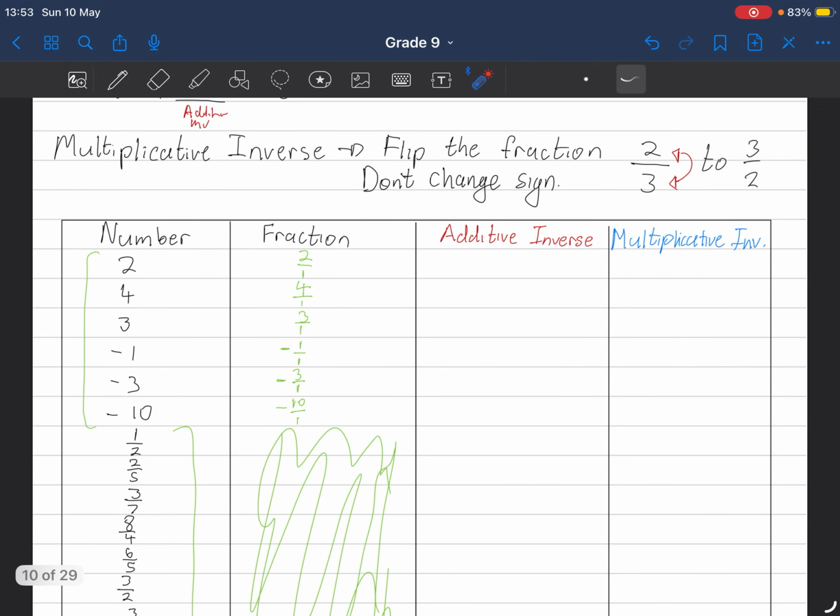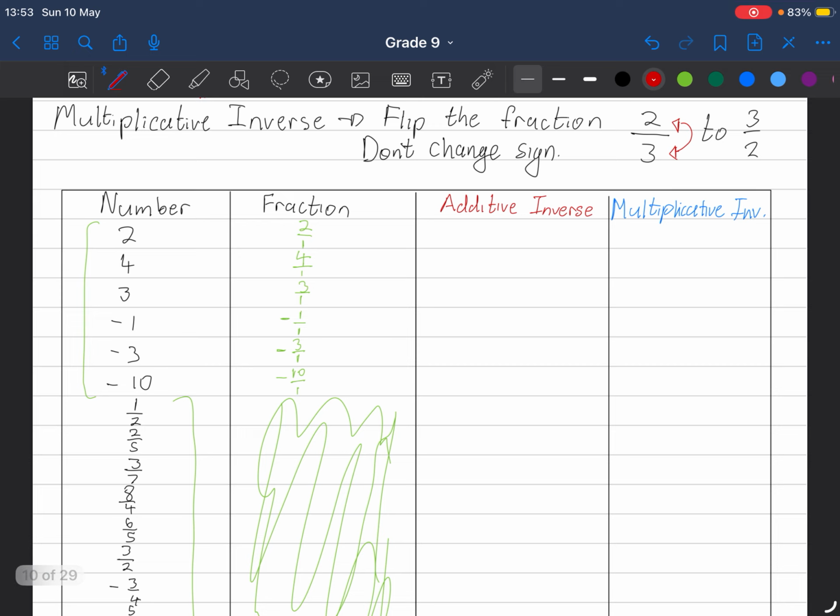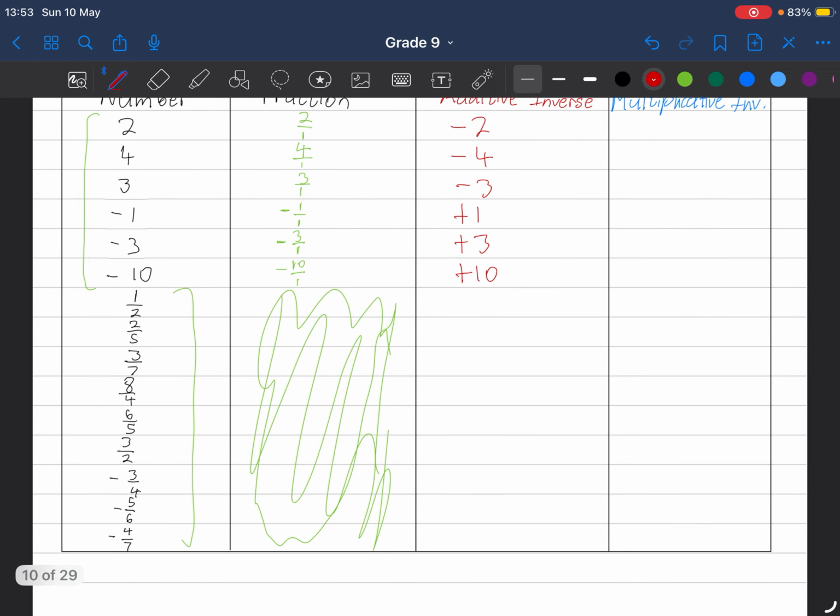Now let's see how that affects us. In the first one, we've got a number and we want the additive inverse. So the number 2, the additive inverse is going to be -2. Or if you're looking at a fraction, -2 over 1. But if there's no fraction, it's unnecessary. So 4 will become -4. And 3 will become -3. I'm just writing the same number with a different sign. -1 will be +1. -3, +3. -10, +10.